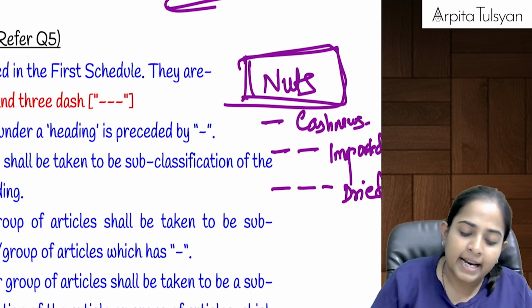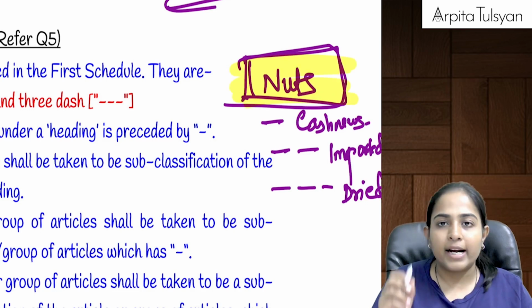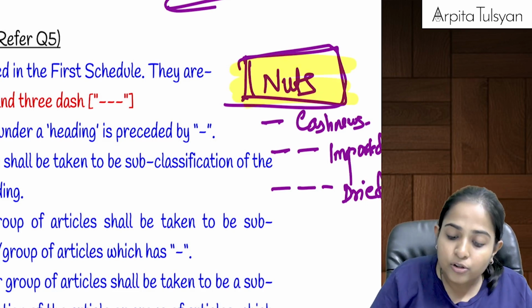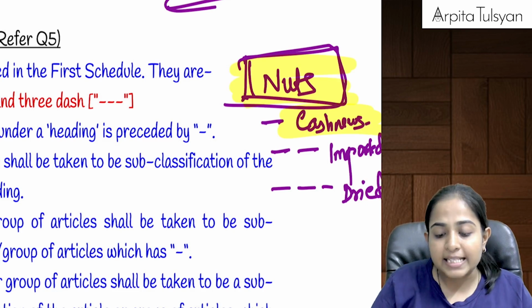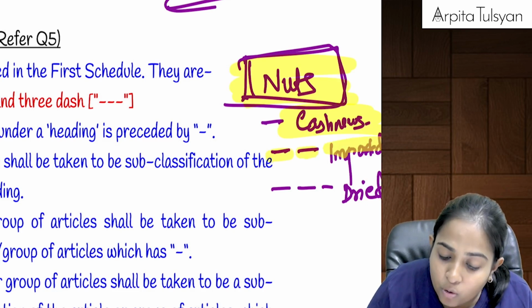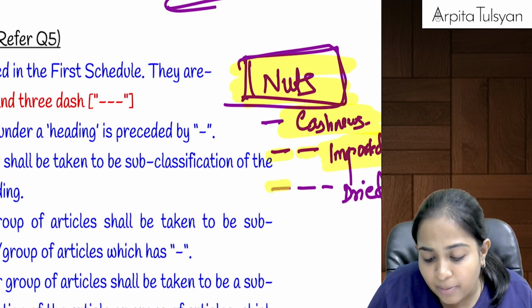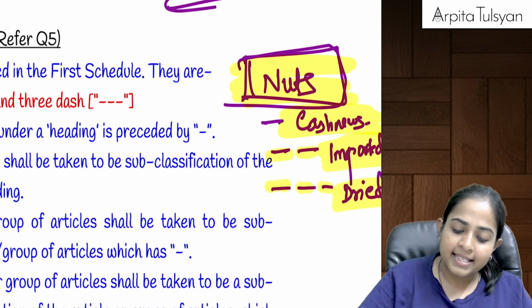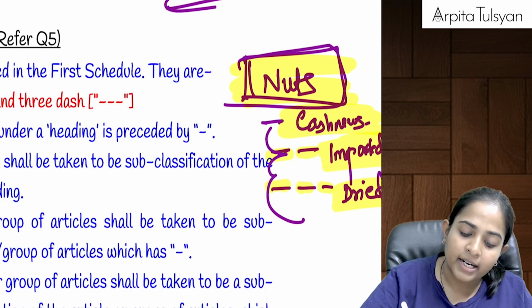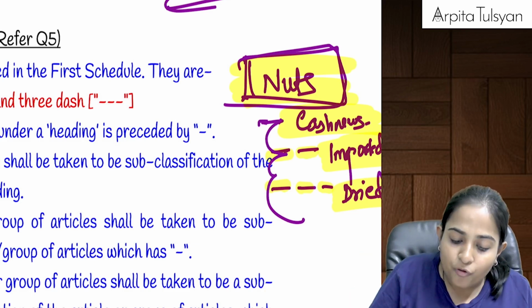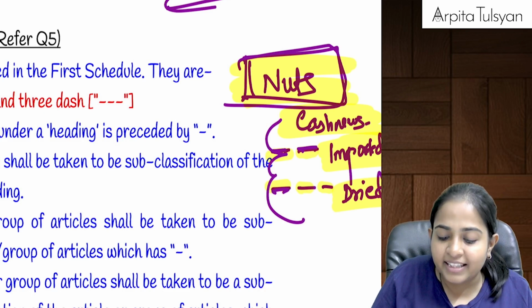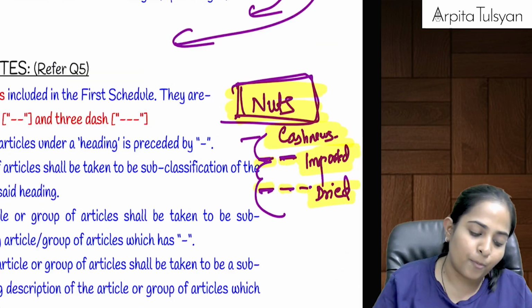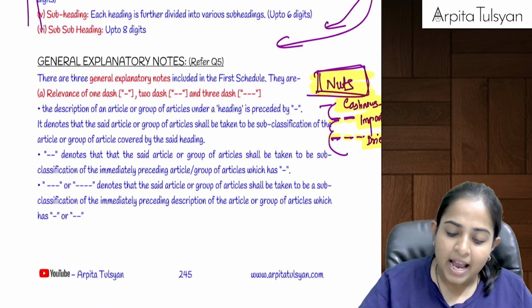First of all, this heading is talking about nuts. In nuts, they are talking specifically only about cashew nuts. In cashew nuts, they are talking only about imported ones, and in imported ones, only about dried. So can we also read it as dried imported cashew nuts? Yes. So 1, within that 2 points, and within that 3 points. This is how you're supposed to do the interpretation. Are you clear with this?